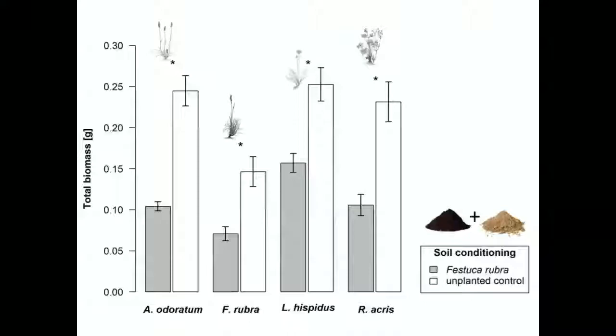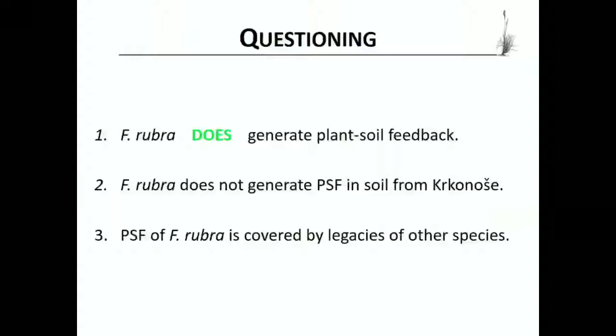And here you can see the results. So here you can see that all the species responded significantly to the conditioning treatment. So all of them grew better in the control soil than in the soil which was previously conditioned by Festuca rubra. So basically, we can say that Festuca rubra at least does something. It does generate plant soil feedback.